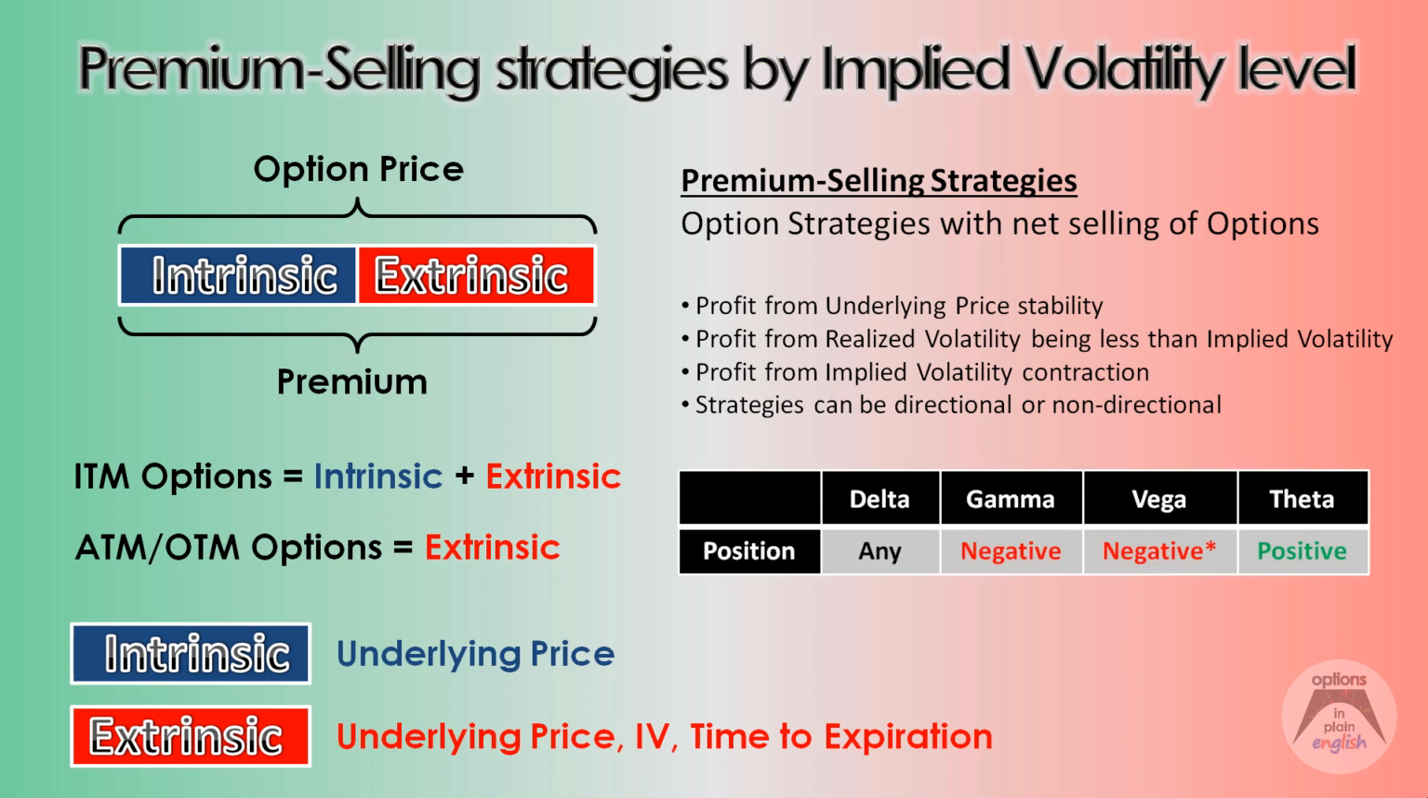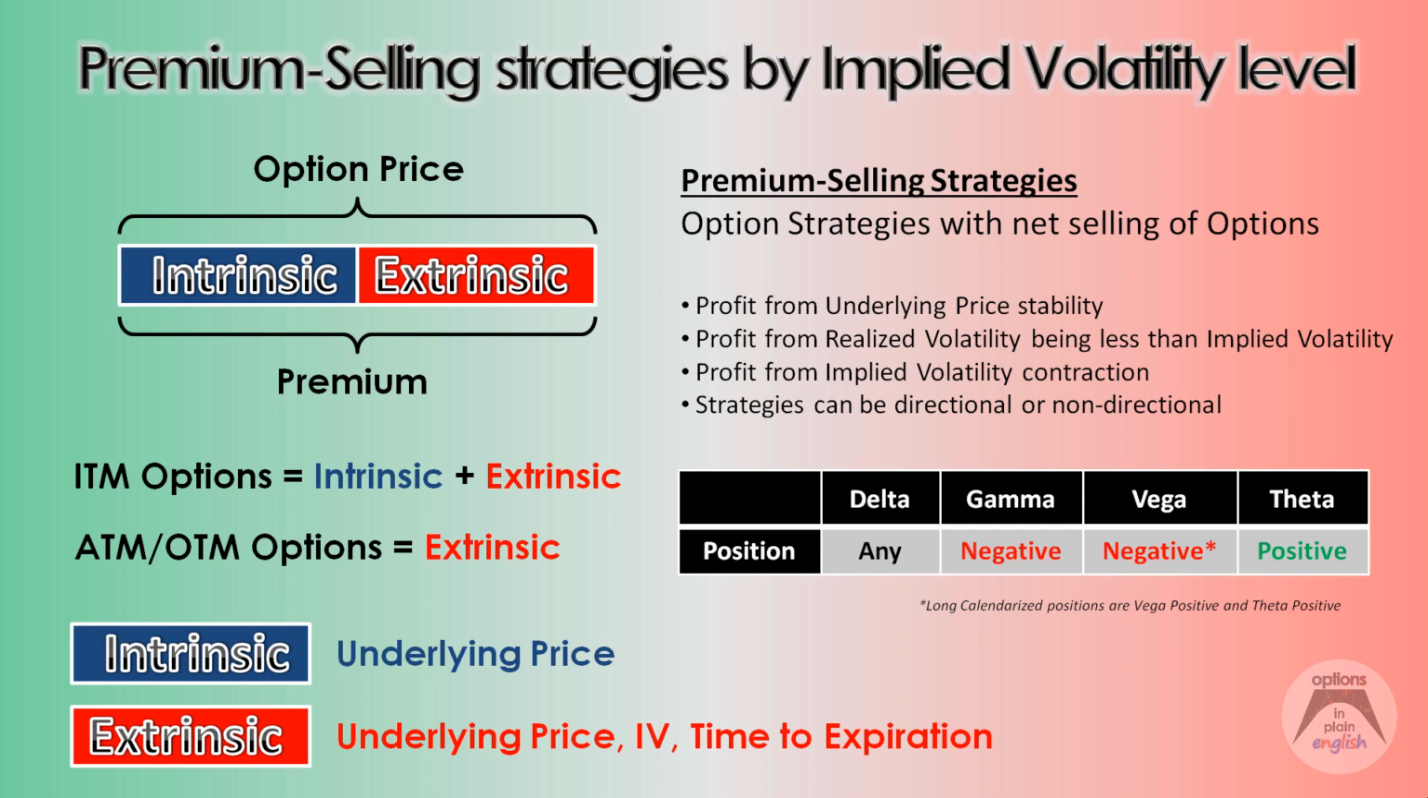Now, in terms of the Greeks, all the strategies that are premium selling are going to have these characteristics. The delta could be any: positive, negative, or neutral. Gamma is going to be negative. Vega is going to be negative. And theta is going to be positive. The only exception are long calendarized positions that are Vega positive and theta positive. And in this category, we're talking about long calendars and also long diagonal spreads.